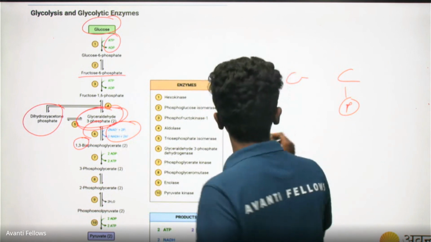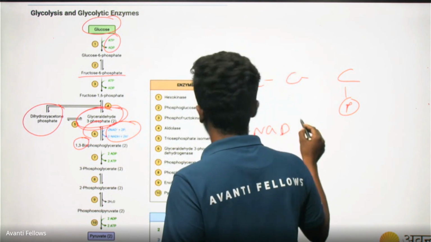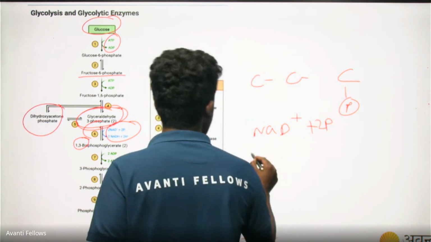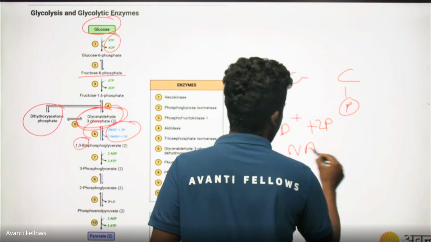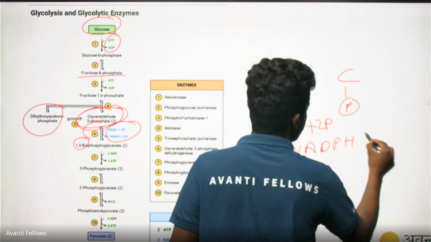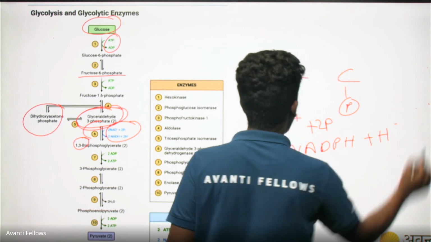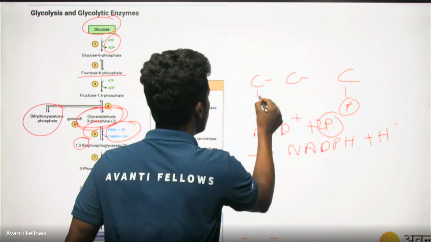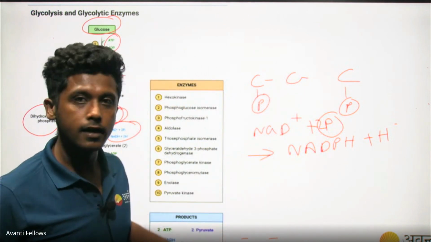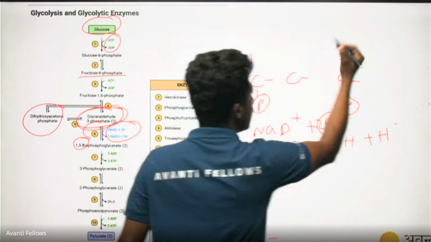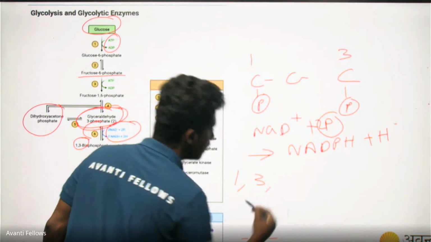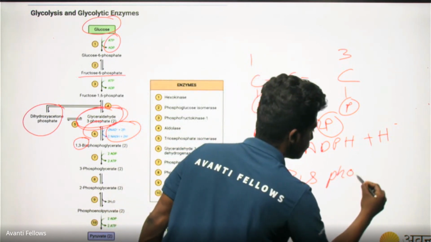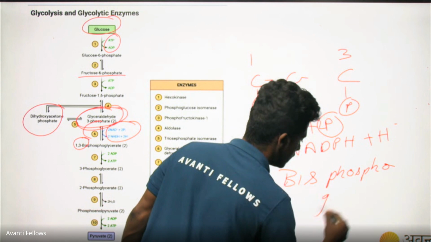Now what is happening? There is one more thing coming, NAD plus, and another phosphate. Two phosphates are coming together to reduce this NAD into NADH plus H plus. When this is happening, it leads to the addition of a phosphate molecule at the first position. Correct, right? Now we have 1,3. How many phosphates are there? 2. That is why I call it bisphosphoglycerate.